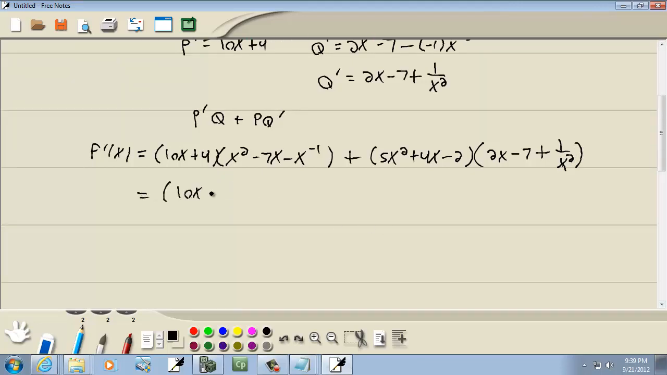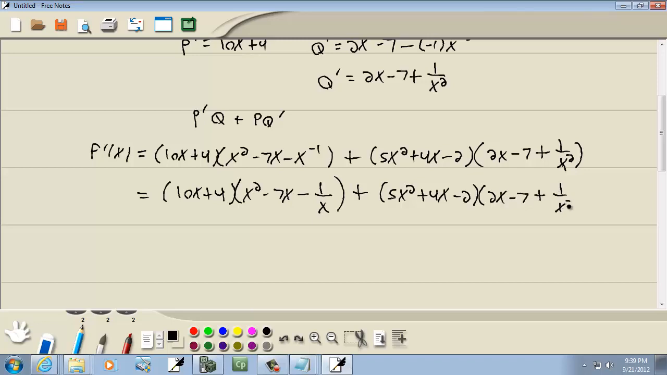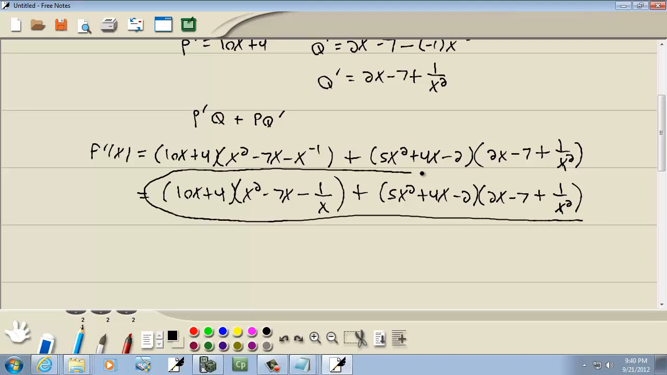So I got 10x plus 4, and here this becomes x squared minus 7x minus, and that x to negative 1 I'll take back downstairs. So this becomes 1 over x to the positive 1, or just 1 over x, plus 5x squared plus 4x minus 2, and then 2x minus 7 plus 1 over x squared. Now if it's nasty like this, we're not going to simplify it. And on a test, I would indicate to you, I'd say don't simplify after you find it. But regardless, we definitely do not want negative exponents, so you need to handle those.